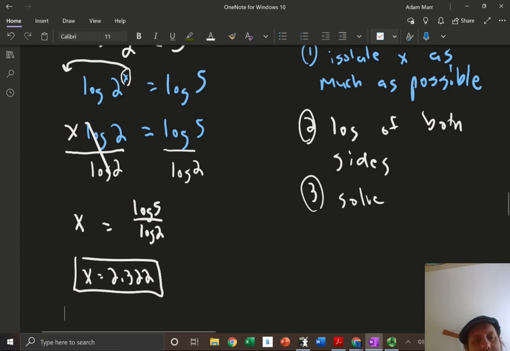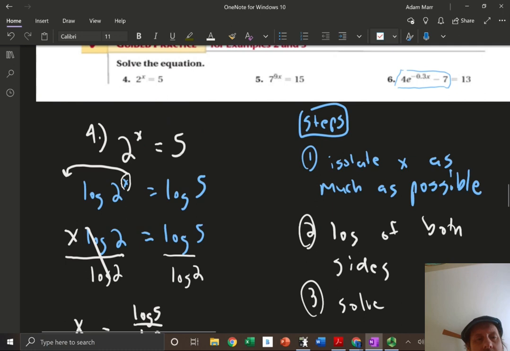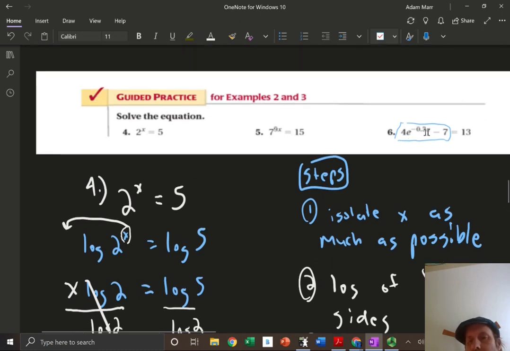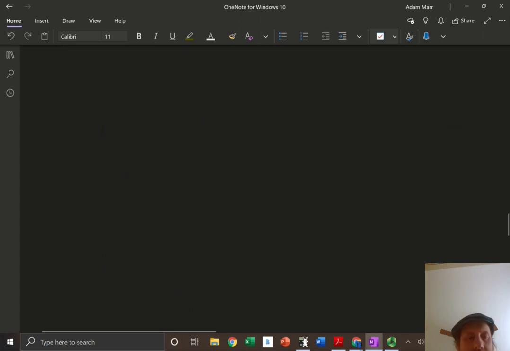Okay. So very good. Let's look at number 6 now, because in that one you will have to isolate x first. So let's do that one. Plus it's an e, and I wanted to show one with an e. So this is actually perfect here. 4 times e to the negative 0.3x minus 7 equals 13.